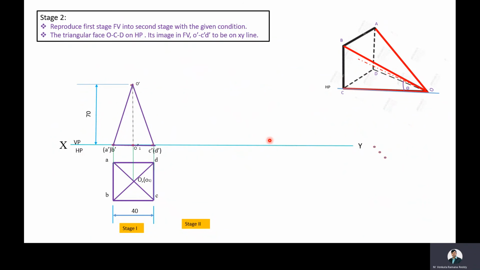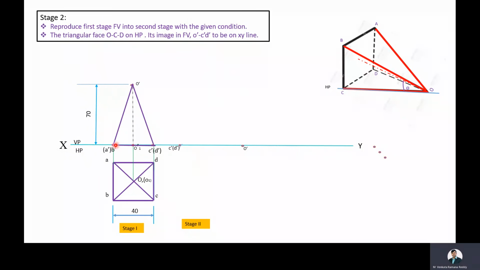So locate a point O dash on the XY line. Then take O dash C dash as a radius with compass, O dash as a center, and draw an arc on the XY line. Name this point as C dash D dash.